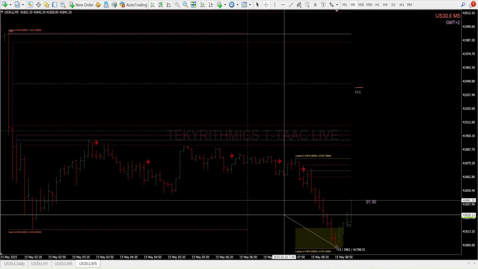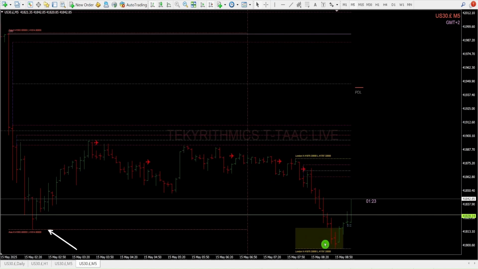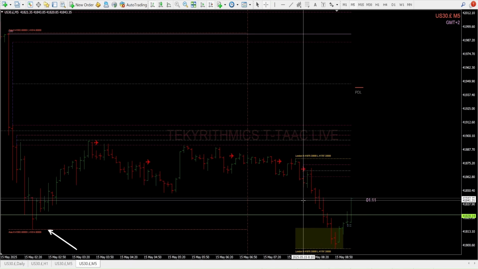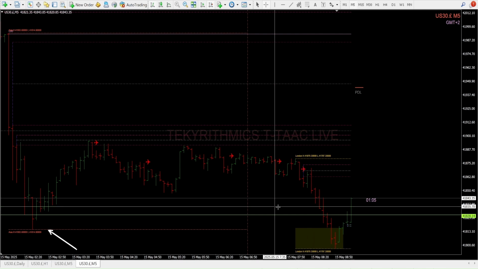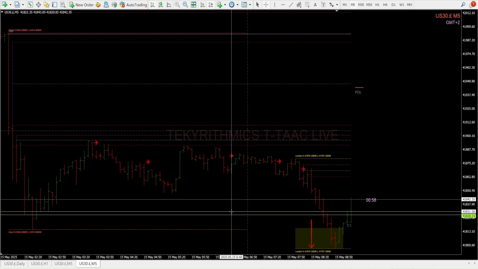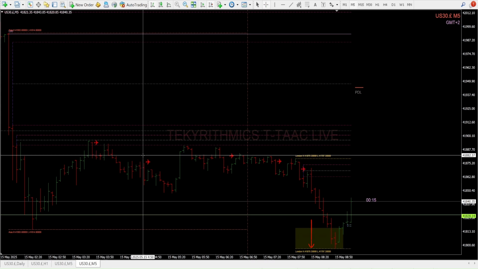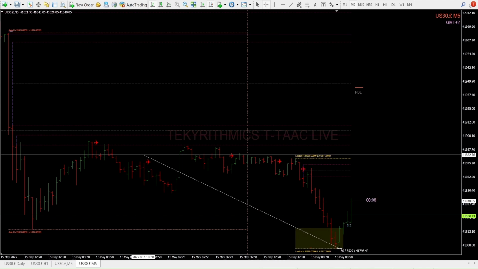Moments later, we get more sell signals right here. Note that this Asian range low is now below 50% of the current trading range. That is within the discount zone. Price has also dropped below the mid-level of the first price gap we identified on the hourly time frame. Let's examine and update these sell signal moves.